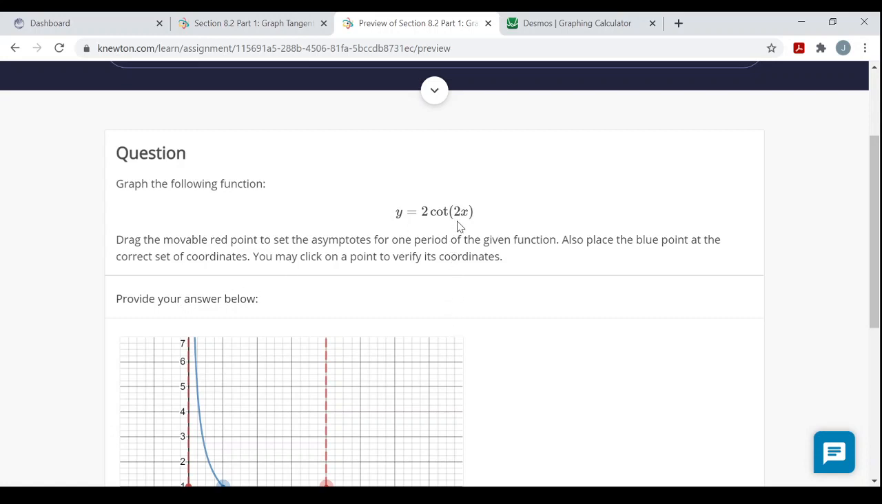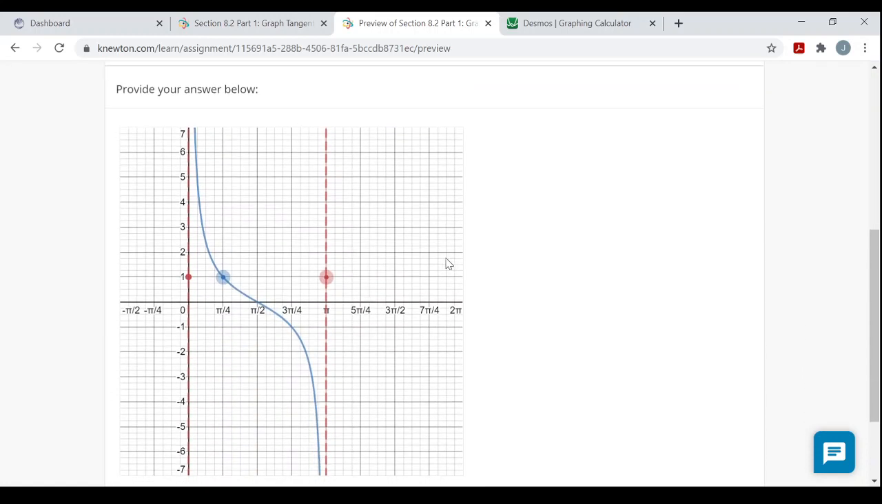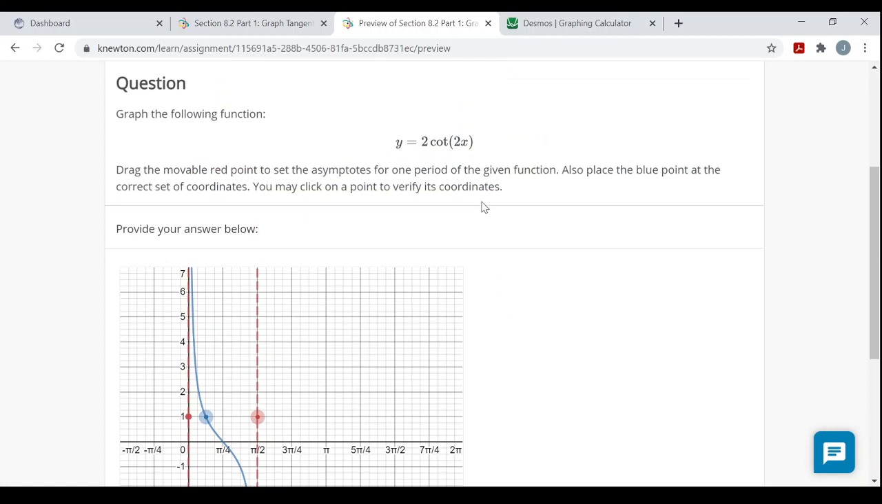And normally, remember, period's pi, from 0 to pi, those asymptotes. But this is going to be a period of pi over 2, so from 0 to pi over 2, and 0 and pi over 2 will be the asymptotes. And then, instead of this point here being at pi over 8, comma 1, it's going to be at pi over 8, comma 2. Right?